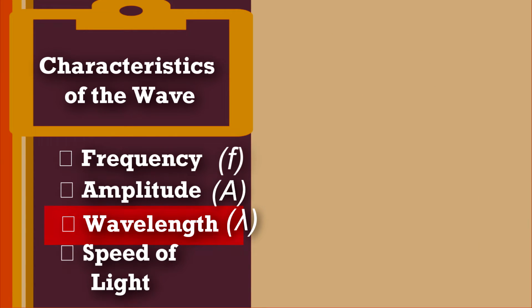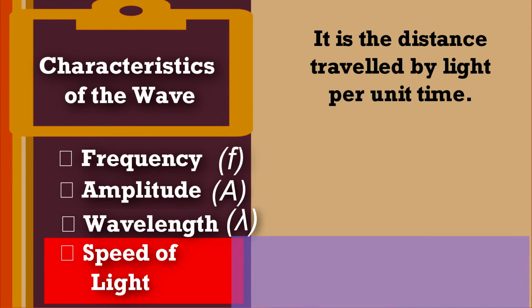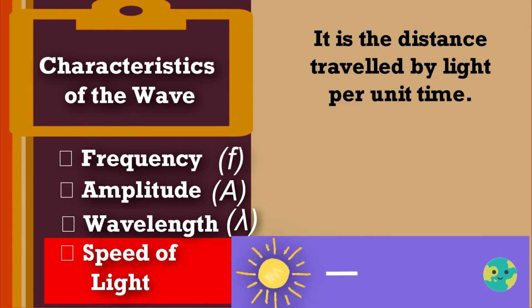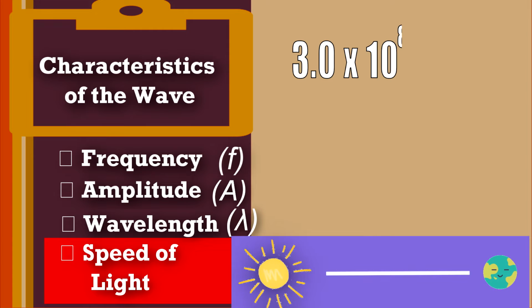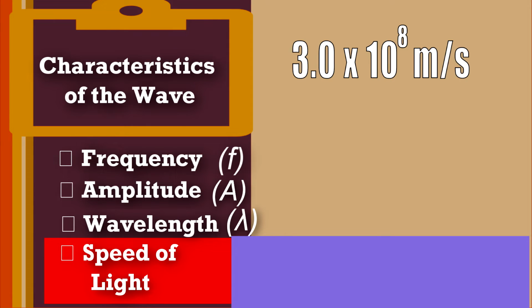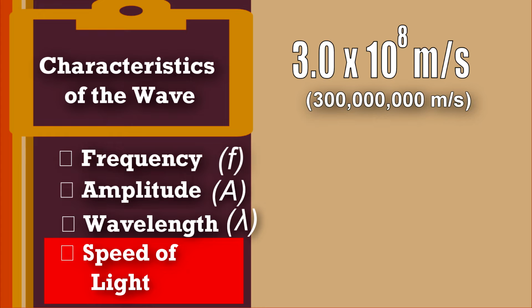Finally, the fourth, speed of light. It is the distance traveled by light per unit time. All forms of electromagnetic radiation move at exactly the same speed in vacuum. The speed of light in vacuum is 3.0 times 10 to the power of 8 meters per second. The equation is c equals lambda times f.